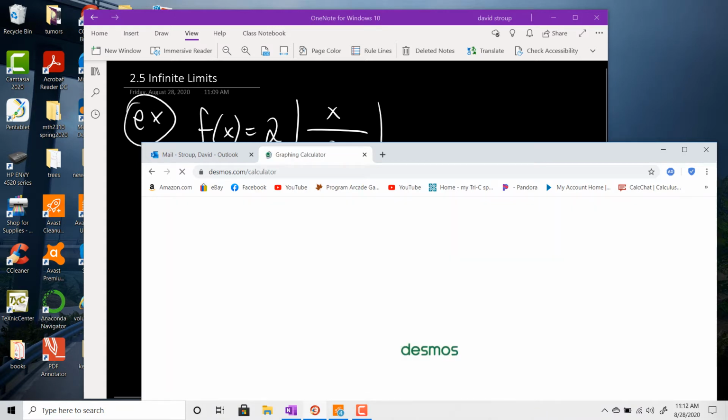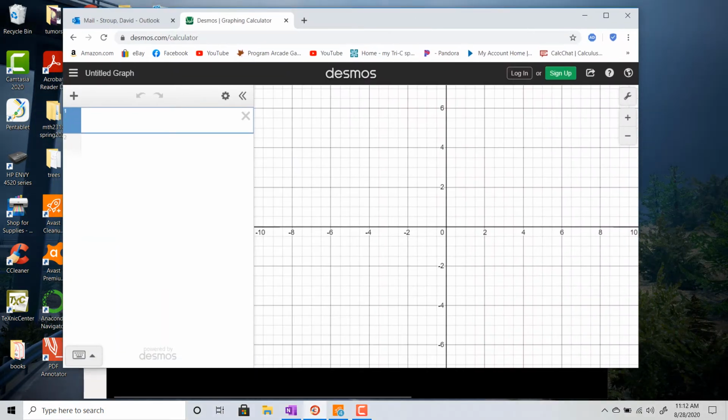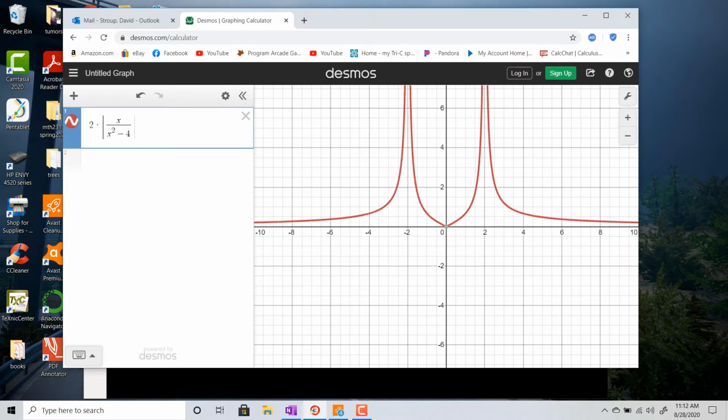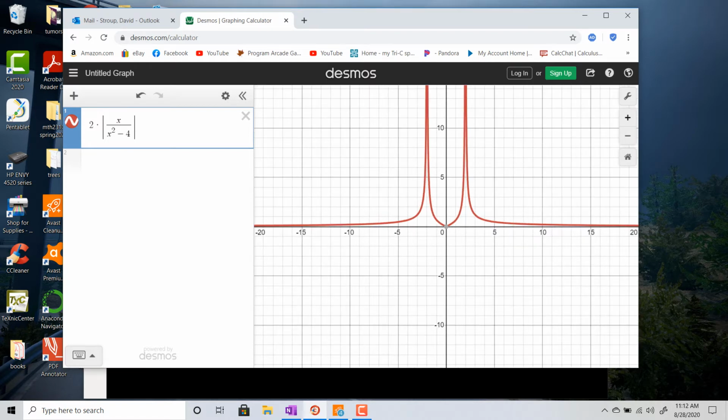Let's go search Desmos and start graphing. Let's type this critter in and see what we get. So what was it? 2 times the absolute value of x divided by x squared minus 4. Okay, it's a sort of lumpy looking thing. Let's zoom out a little bit. No, let's zoom back in.